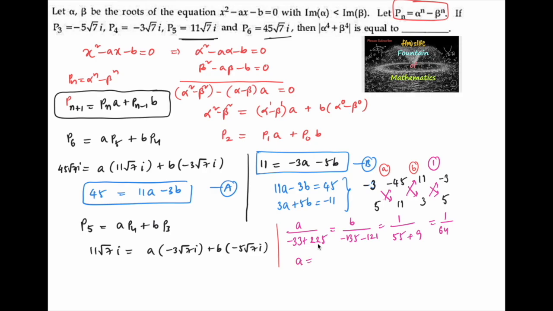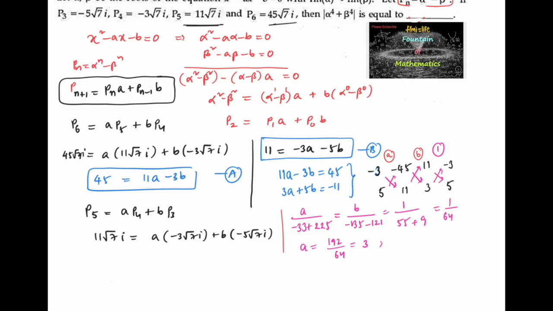So A is equal to, so 225 minus 33 is 192. So we can write 192 divided by 64, which is equal to 3. Now B is equal to negative 135 negative 121. So that is negative 256 divided by 64, which is equal to negative 4.